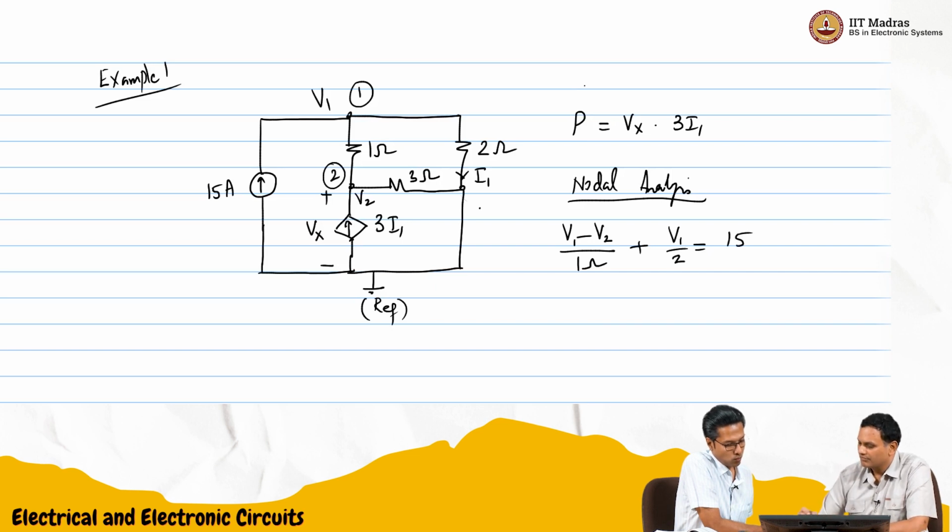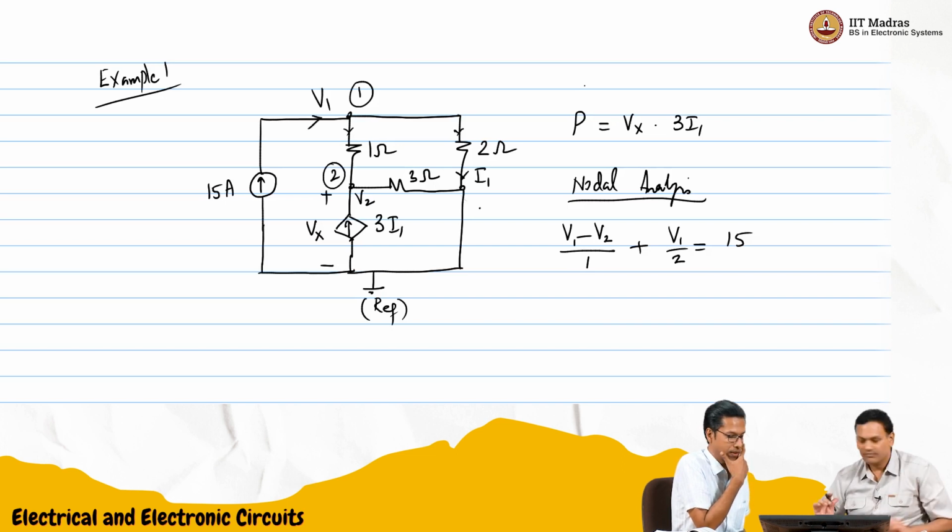I'll just remove the units. I think we understand that it's in amperes. So we are basically adding these currents and saying that it is equal to this current. That's very straightforward. And now we can also write the equation at node 2.